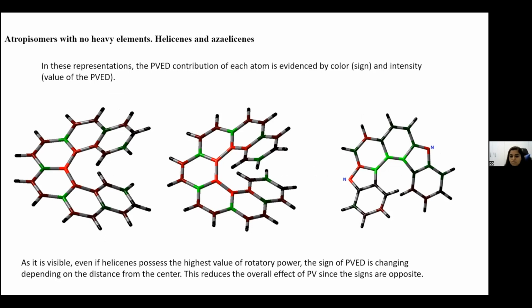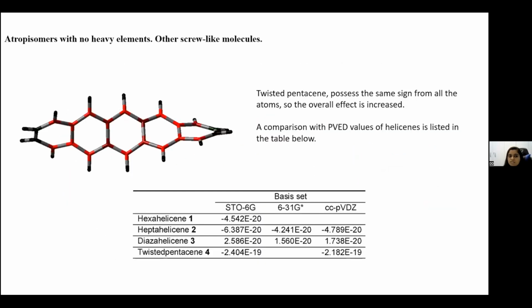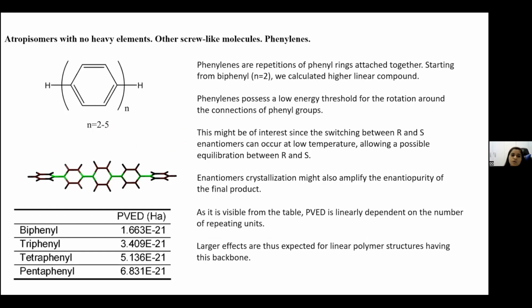The signs are opposite. The heteroisomers with no heavy elements are screw-like molecules. Twisted pentazine possesses the same sign from all the atoms, so the overall PVD effect is increased because it is a twisted structure. The comparison of PVD of hexahelicene, heptahelicene, and in all these cases the twisted pentazine has the higher values. That is heteroisomers with no heavy elements, screw-like molecule, phenylene. Phenylene is a well-known compound for everyone.